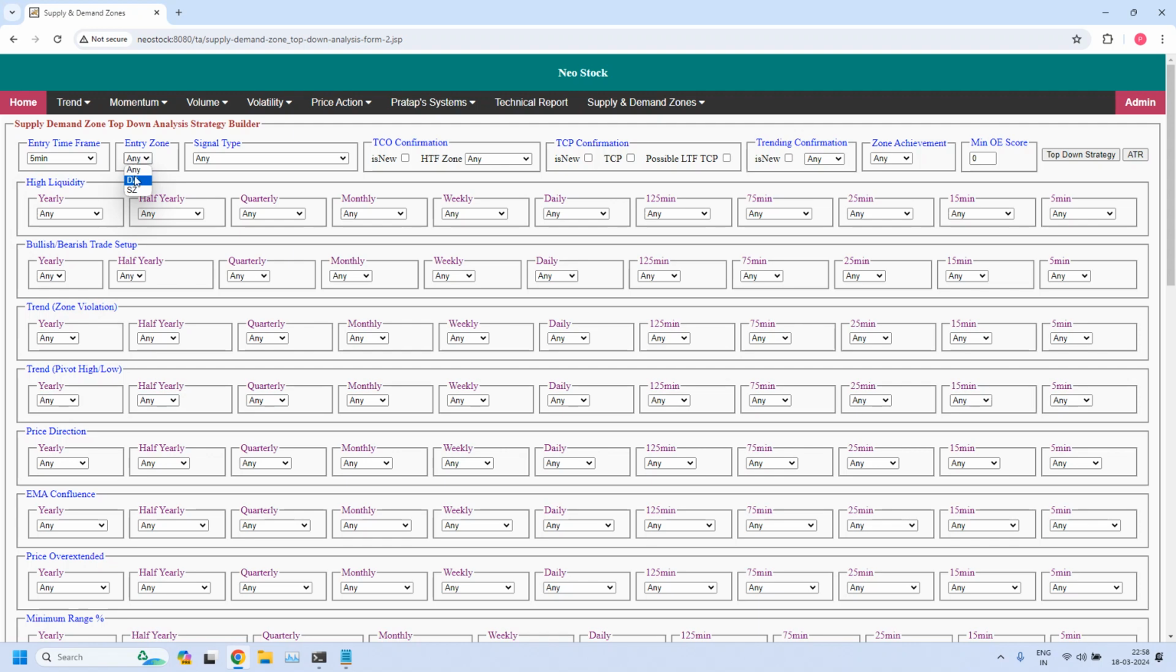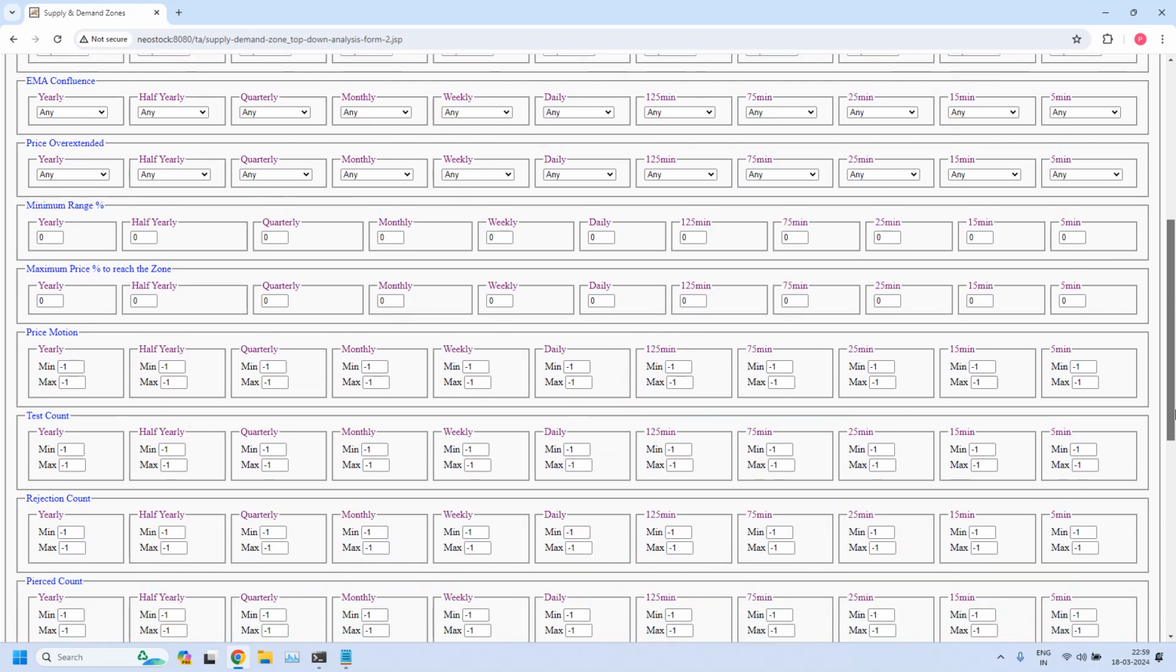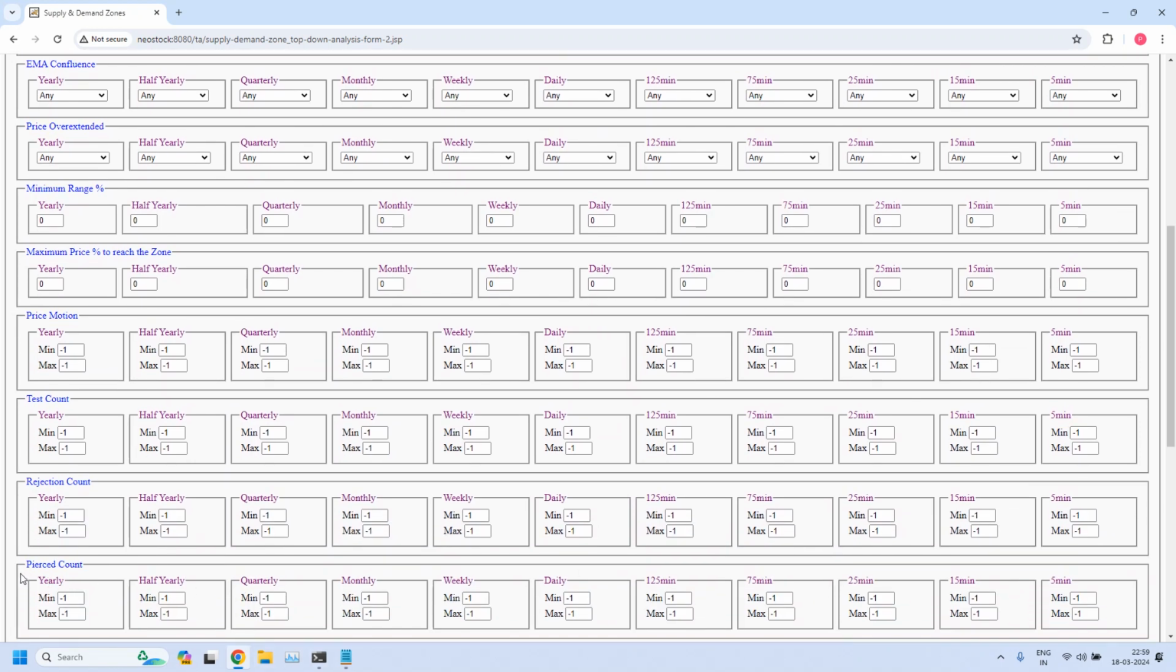And your entry zone should be demand zone because it is bullish trade setup. In bullish or bearish trade setup, at 5 minutes time frame, I am selecting bullish. And we don't want pierced zones, so I am setting the pierced count as 0. In the last parameter on this page, pierced count, at 5 minutes time frame, the minimum value I am setting 0, maximum value I am setting 0. Pierced count 0 indicates the zone is not pierced.